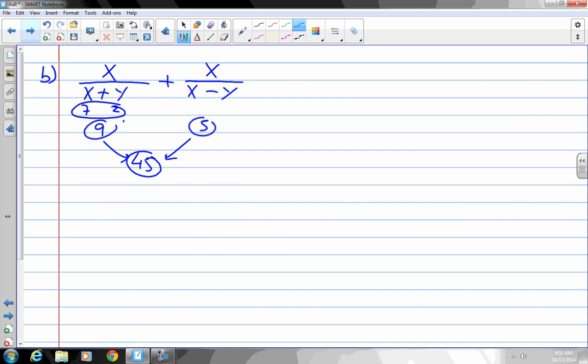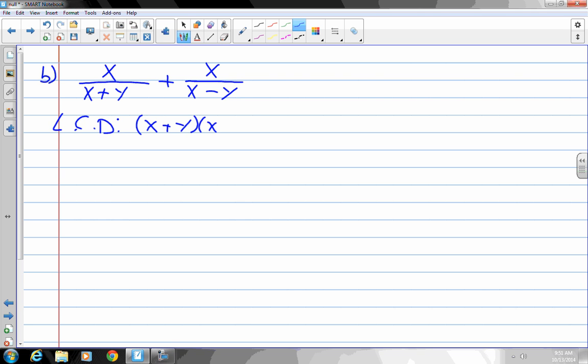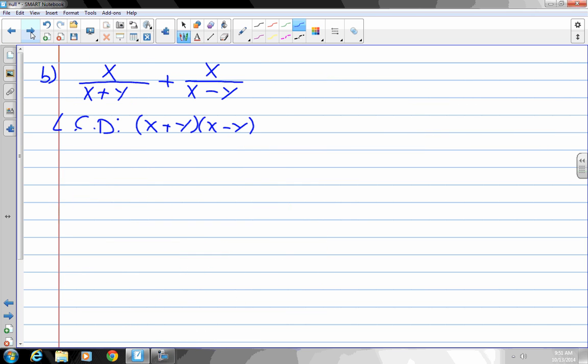If you have two numerical denominators that do not have any common factors, then the LCD is the product of those two numerical denominators. So in this case, the LCD is the product of both of these denominators because they're different. They don't have anything in common. So we just took all distinct factors to the highest power that we see. Right? This is our step 2. Take each distinct factor raised to the highest power. So the highest power of x plus y is 1, so it's x plus y, x minus y. So this is my LCD. Does that make sense?